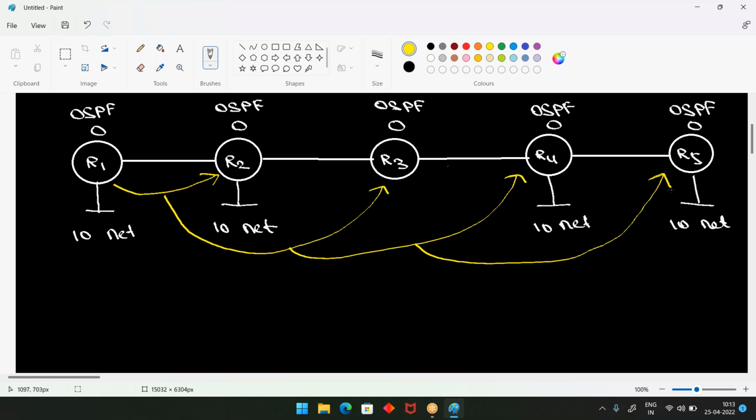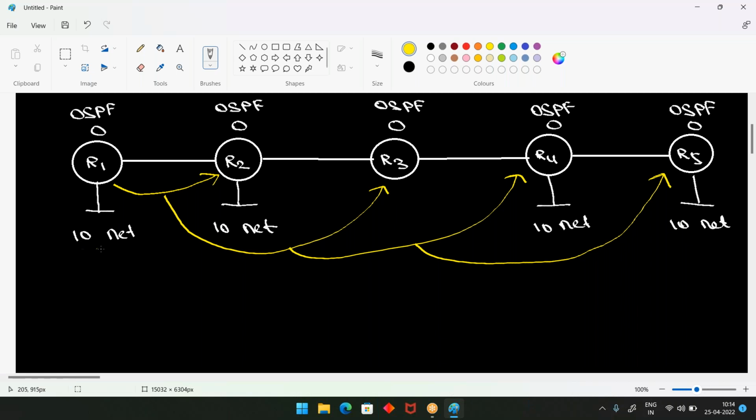Why? Because these four devices belong to area 0 only. R1 belongs to area 0 and these four devices belong to area 0 as well. So the R1 router will share its own networks to the R2 router as well as R3, R4, and R5. R1 will share like this to all the remaining devices within an area.